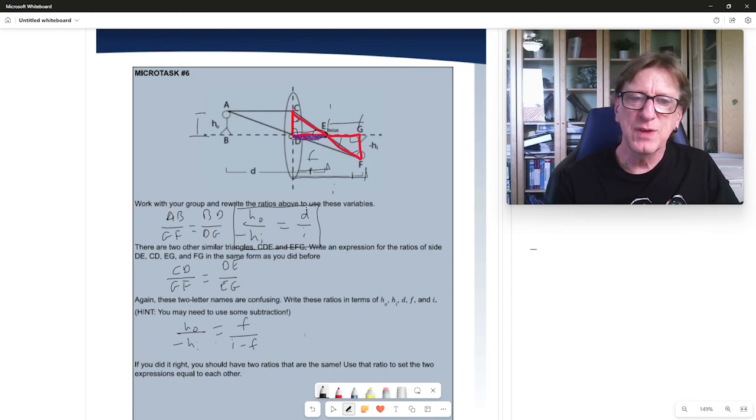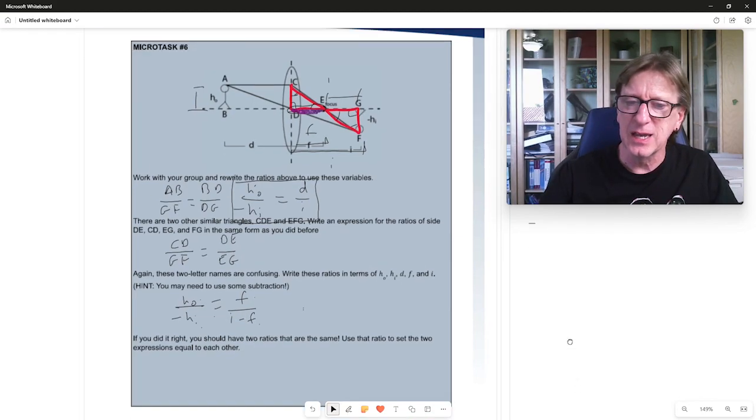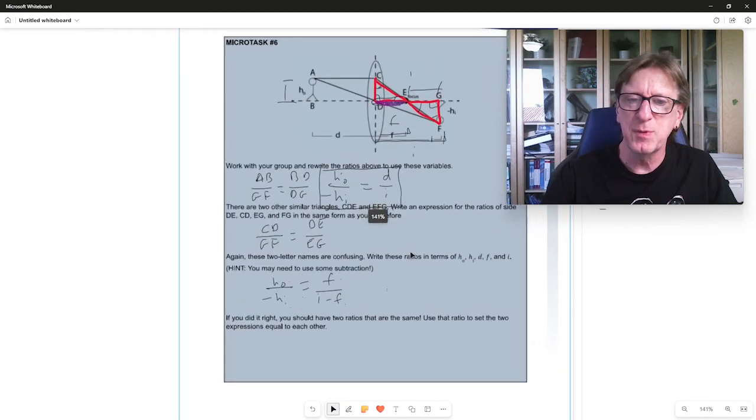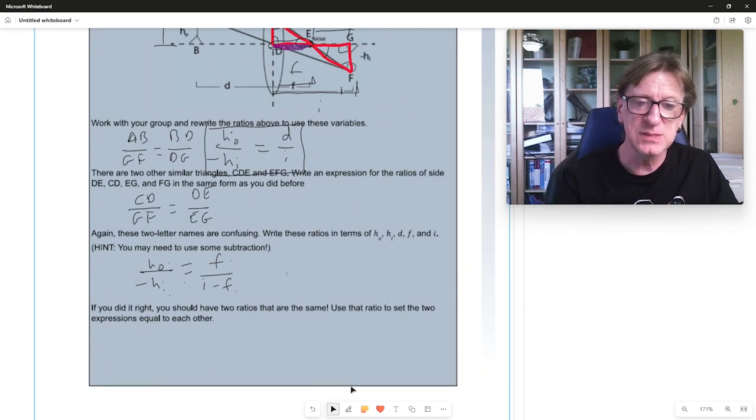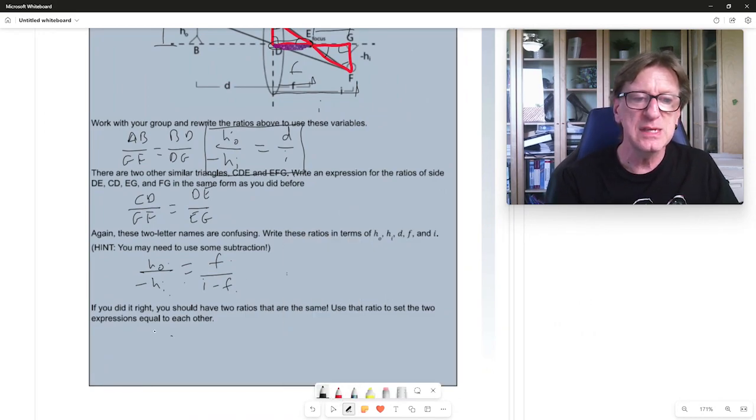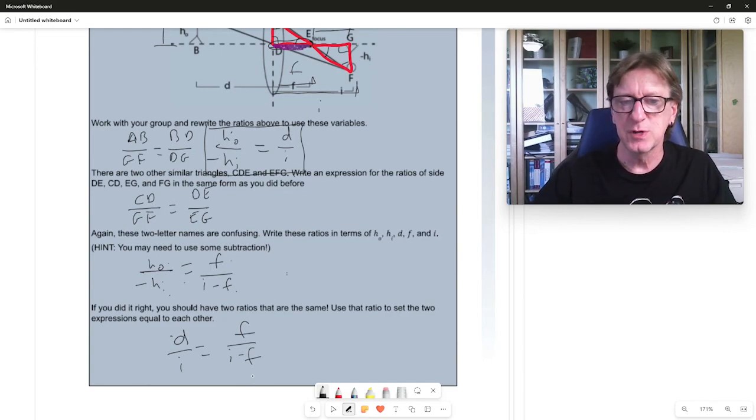Now, we've got this scale factor, this ratio, this H0 over minus HI. And remember, those scale factors are the same. So my scale factor for these is the same on all four parts of this. The reason we're going to get rid of the object height is because we want to come up with something that depends only upon the lens and not based on what we happen to be looking through the lens. So this is going to give us some important properties of the lens. So since both of these, D over I, is equal to this fraction, they're both equal to the same thing, they must be equal to each other. So D over I must equal F over I minus F. So those two expressions are equal to each other.